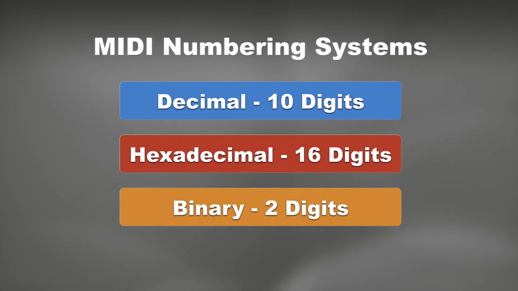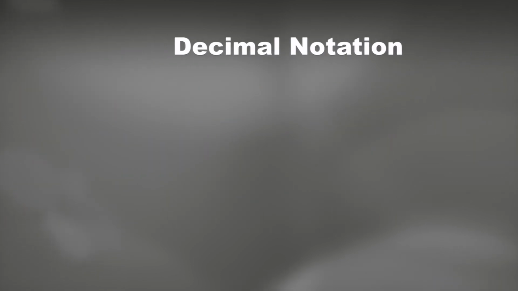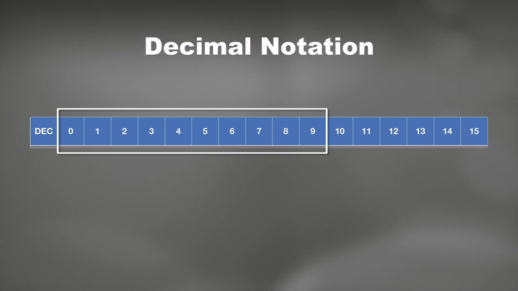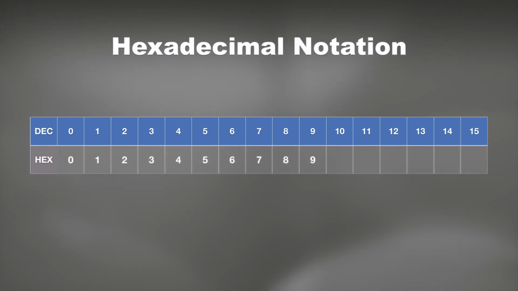Now let's look at each numbering system in more detail. First, we'll start with decimal, the one you know already. Decimal uses the numbers 0 to 9 to represent 10 digits. Now let's compare this with hexadecimal.